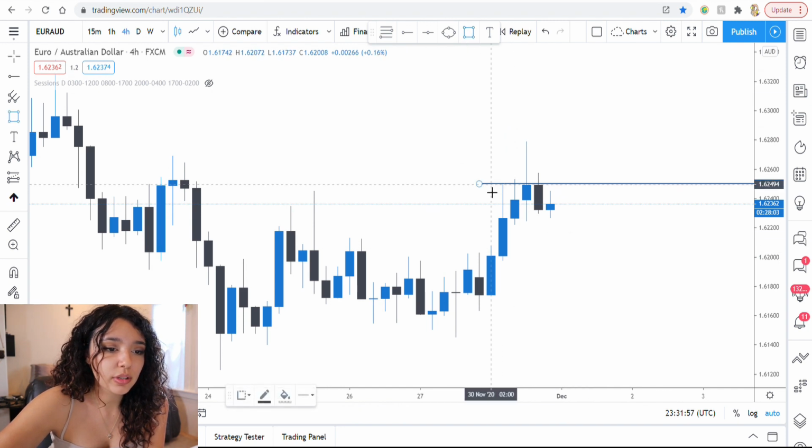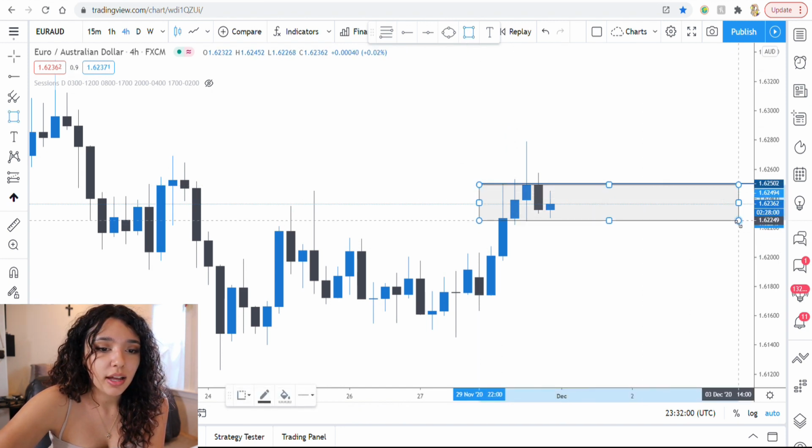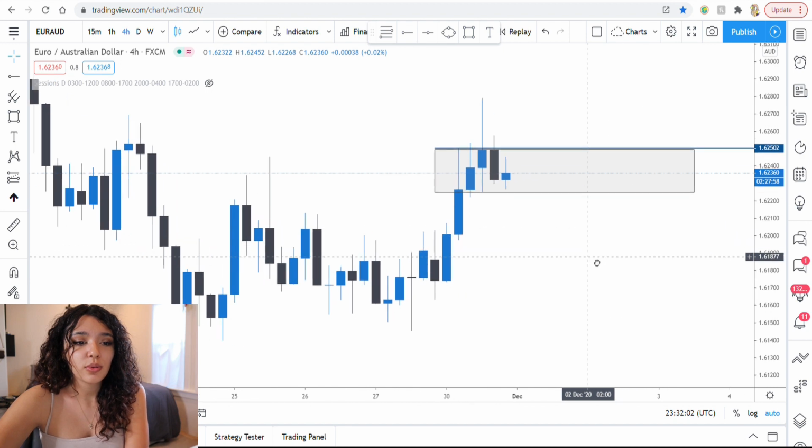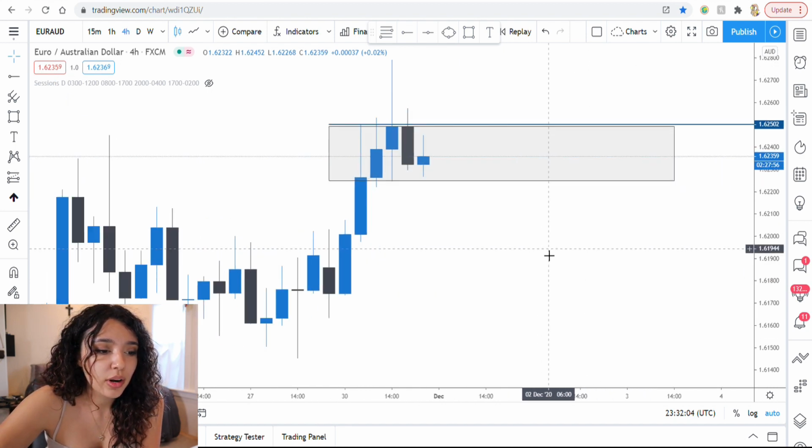So consolidation would just look like price going sideways. When price is going sideways, you just want to stay away. This is a no trade zone.